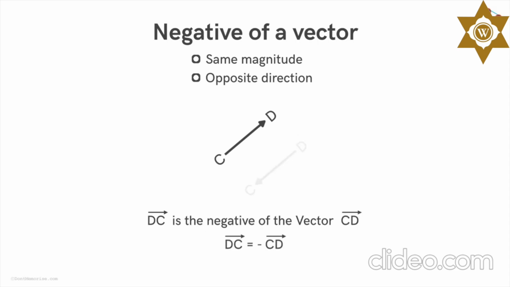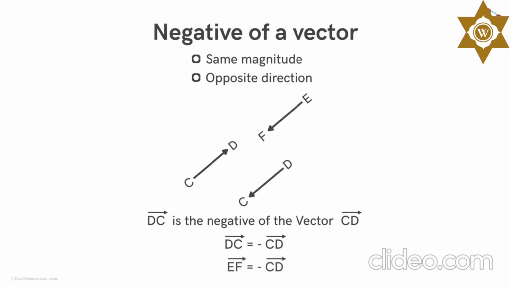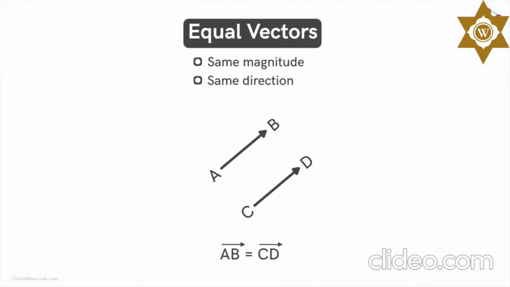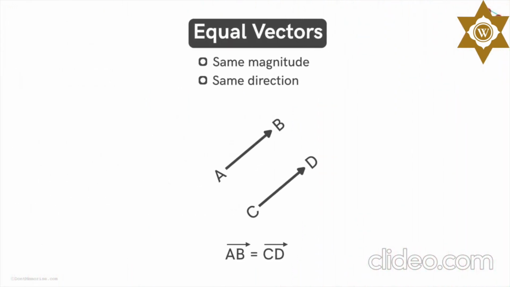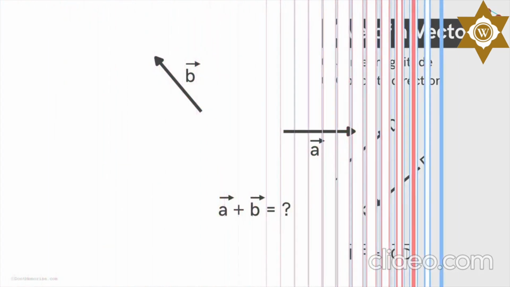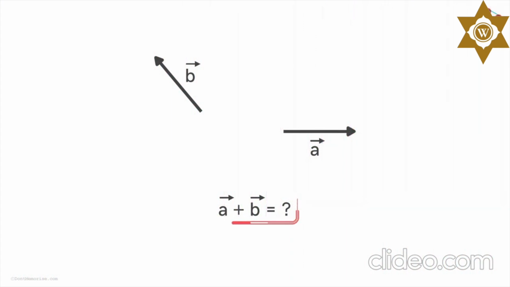Also notice that vector EF will be the negative of vector CD. Yes, the magnitude of vector EF is the same as that of vector CD, and it's directed in the opposite direction to that of vector CD. So vector EF will be the negative of vector CD. Thus, we saw here when are two vectors equal to each other, and also what's the negative of a vector. Now can you tell me if we can add two vectors? Does this seem possible to you?